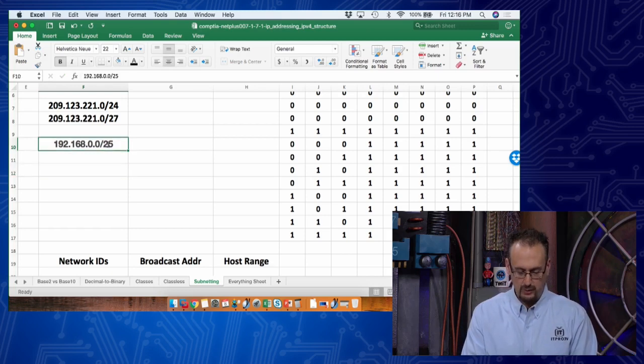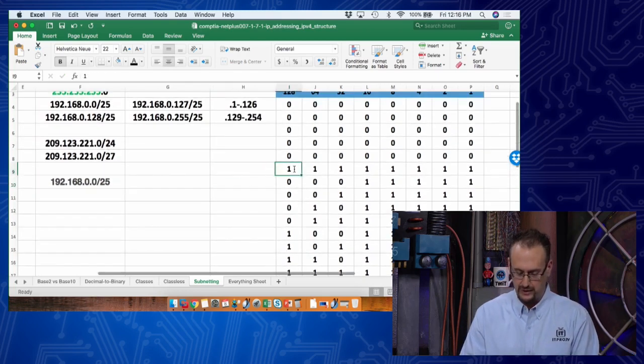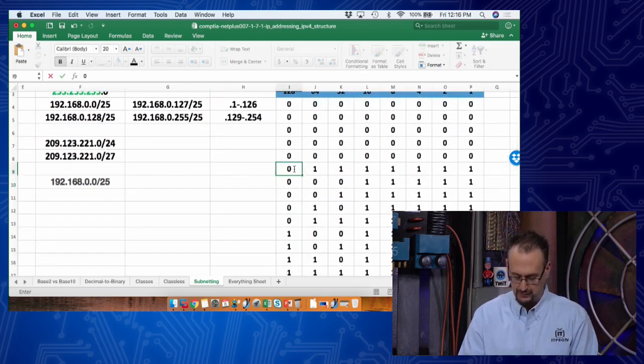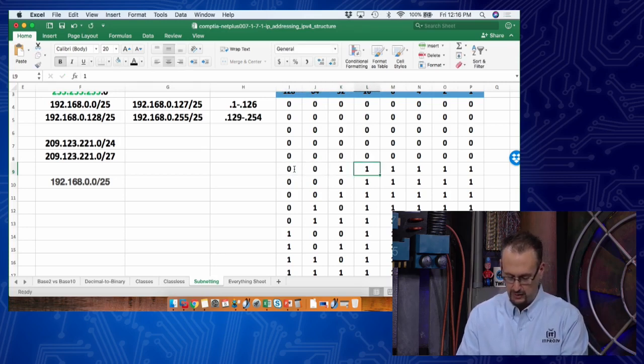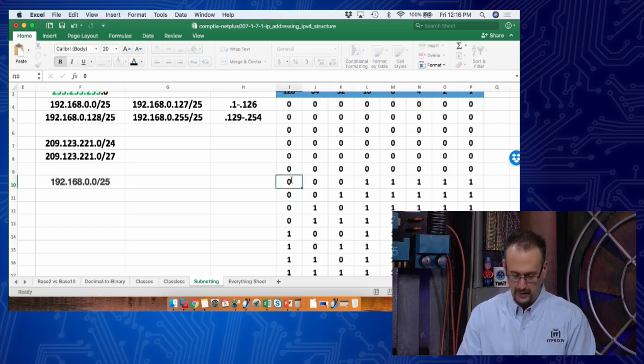Now, why is it a slash 25? Well, we just determined how many bits I would need for the host bits. That was 7, so that's 7 zeros. That leaves me 1 bit that I'm going to turn into, if you will, a 1.